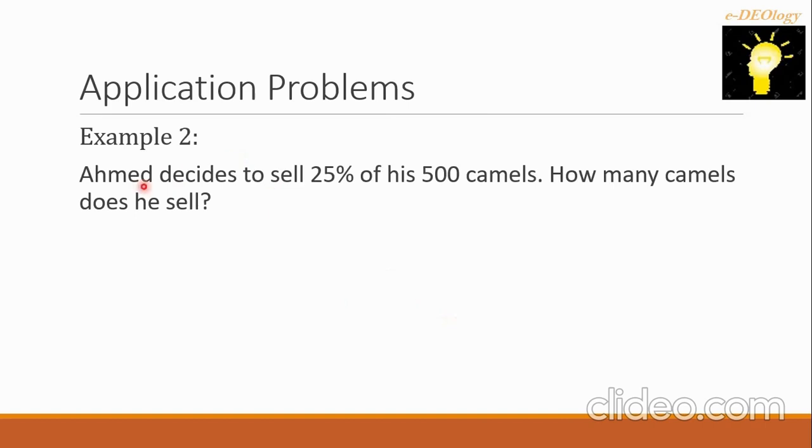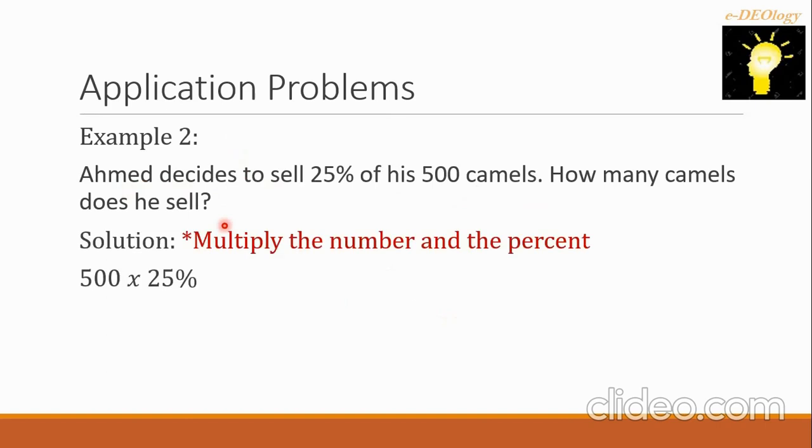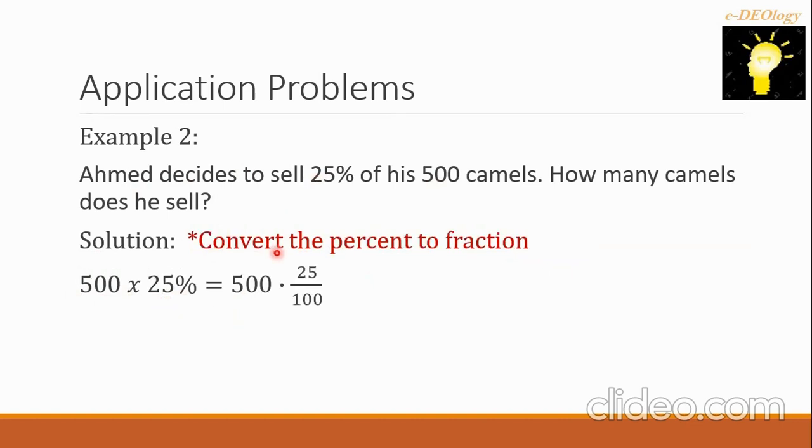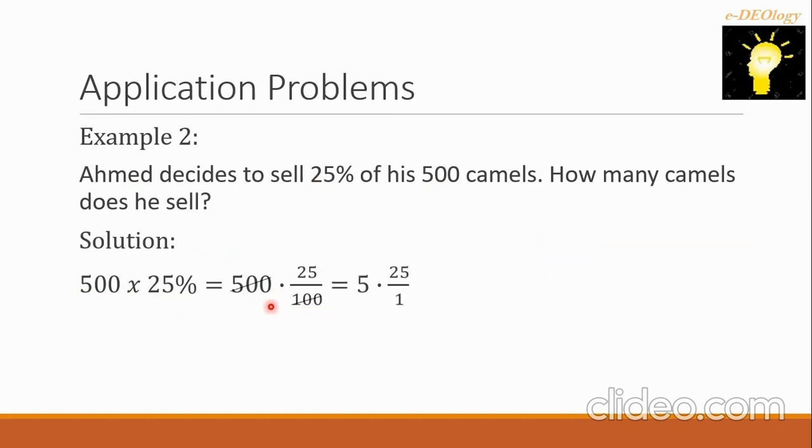Let's have example 2. Ahmed decides to sell 25% of his 500 camels. How many camels does he sell? So for our solution, we're going to multiply the number and the percent. So I took the 500, I wrote here, multiplied by the 25%. Next, we will convert the percent to fraction. The 25% is the same with 25 over 100. And then we will do some cancellation. The 500 becomes 5, the 100 becomes 1.